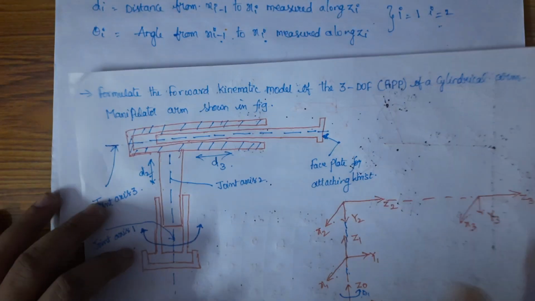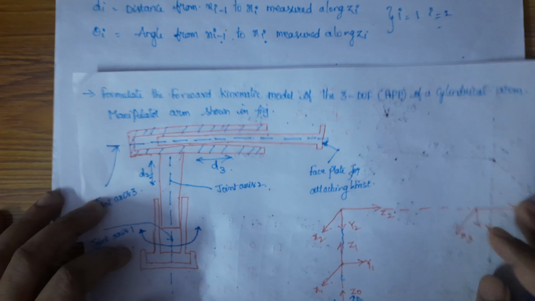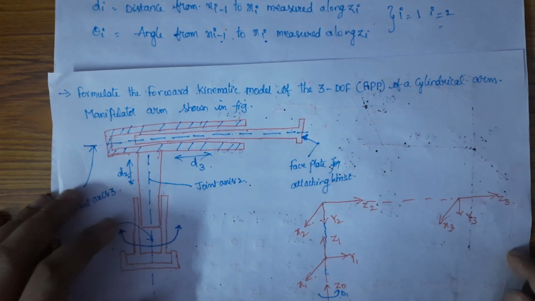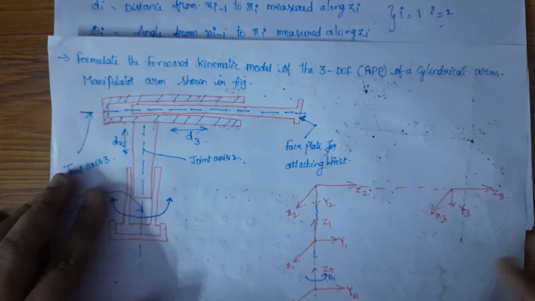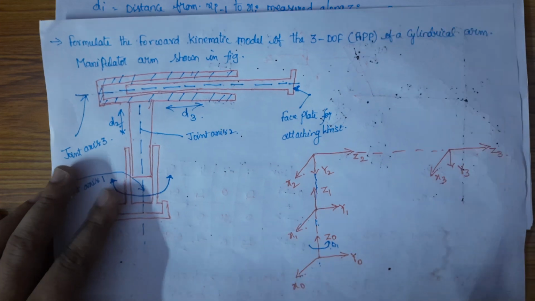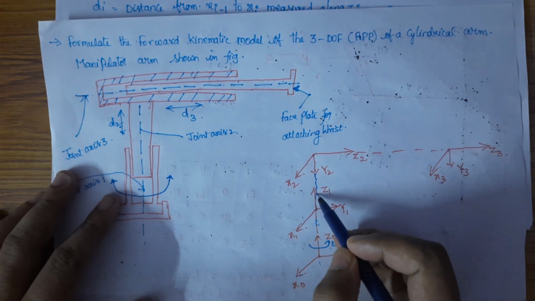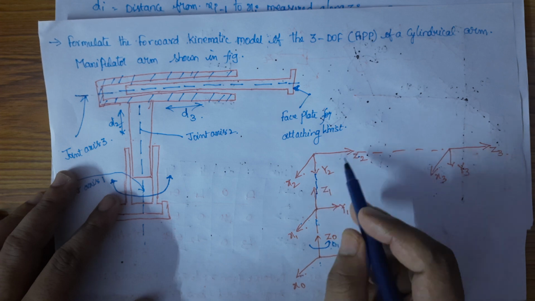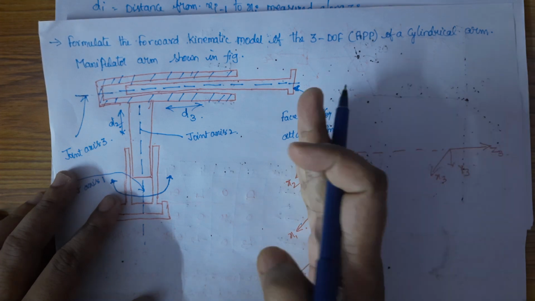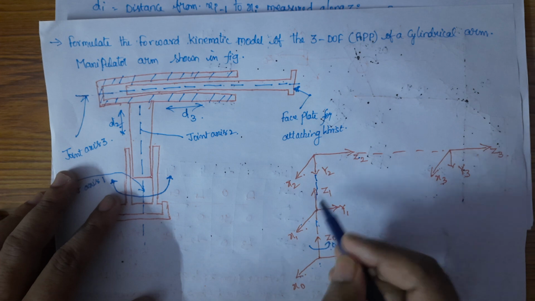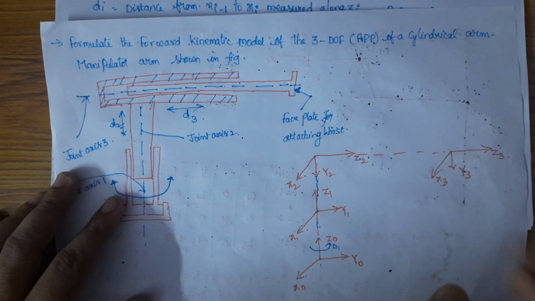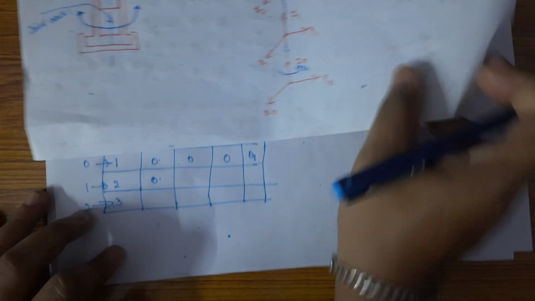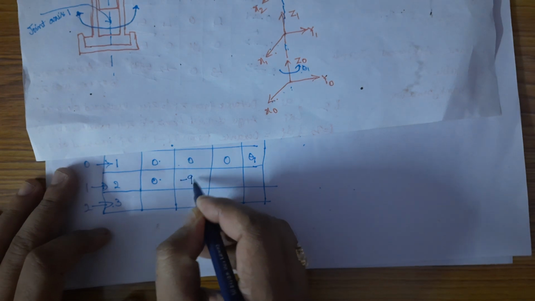Next one we have the angle of twist from Z1 to Z2 measured along x1. In order to reach Z1 to Z2, we must have some angle of twist. It is moving 90 degrees, that is, it is moving in clockwise direction. Clockwise direction means that is minus 90.